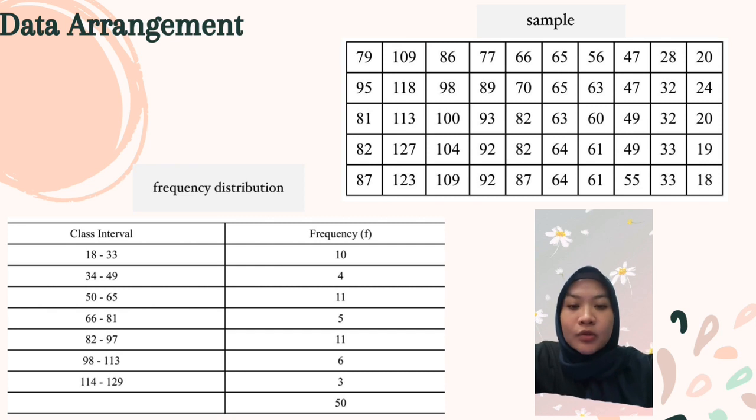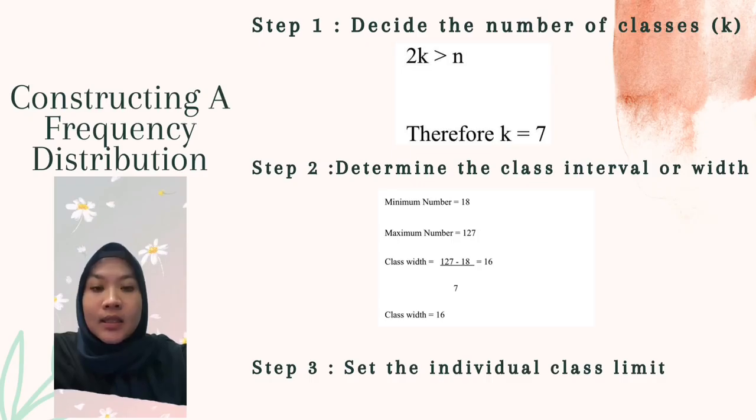Other than that, we need to choose 50 random numbers from the appendix. From those numbers, we construct the frequency distribution, and there are 5 steps to construct it. The first step is to decide the number of classes, using the formula 2 to the power of 6 equal to 64, which is more than 50. For the second step, determine the class interval using the formula: maximum number minus minimum number, divided by the number of classes.